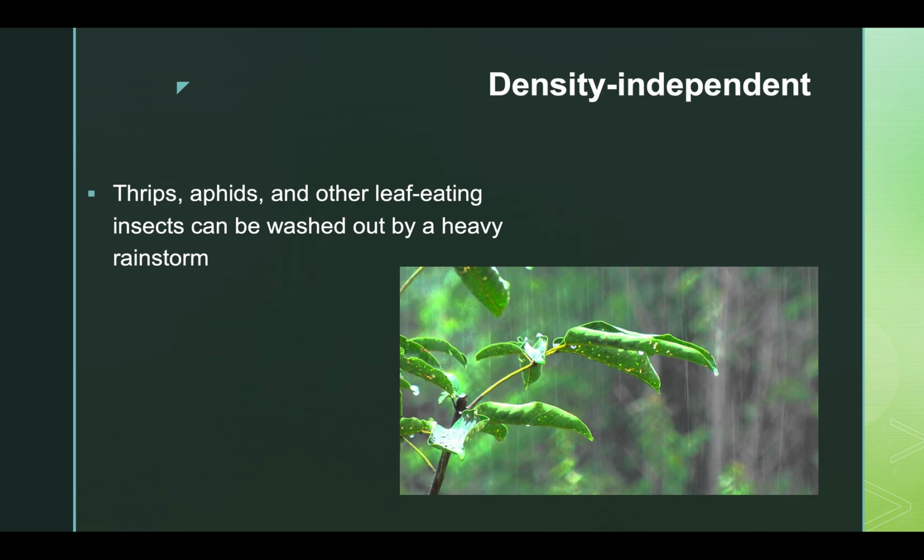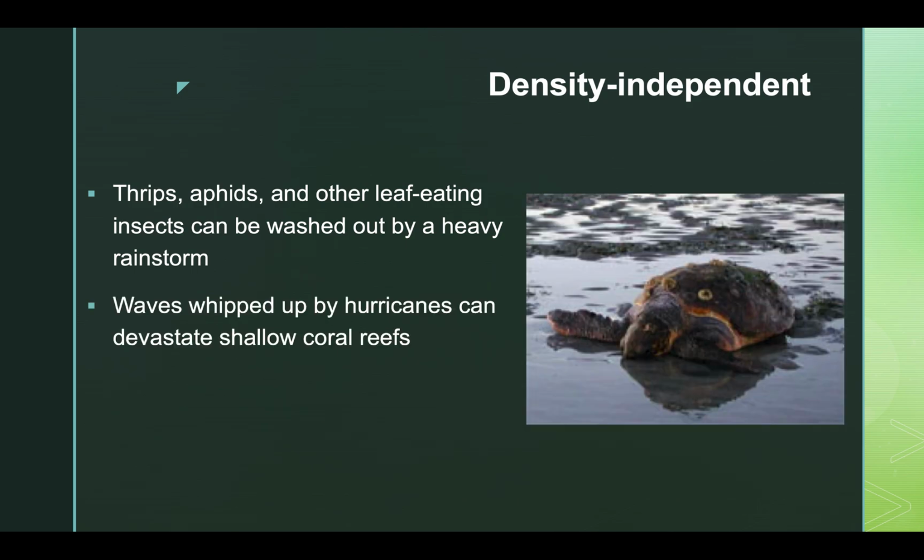So, more examples of density independent factors. When we talk about leaf eating insects like thrips or aphids, they can really dominate plants and their leaves, but then can be totally washed out by a heavy rainstorm. That rain is coming no matter how many aphids are on a plant. That's a density independent factor.